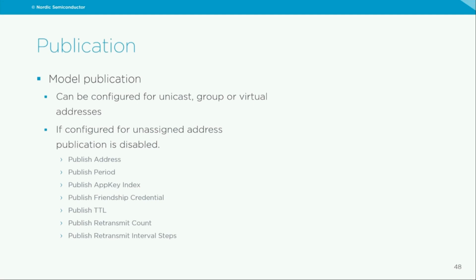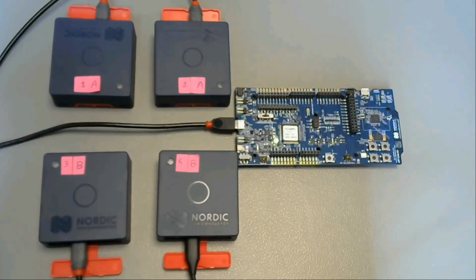During the publication configuration, several parameters are specified. For example, publish address, period, app key index, friendship credential, TTL, retransmit count, and retransmit interval steps. In today's demo, we will not use all of these parameters. Instead, we will use only publish address and app key index parameters. Okay, now let's continue configuring our recently provisioned node.